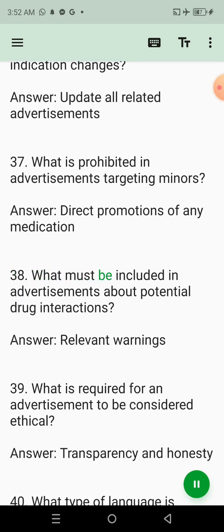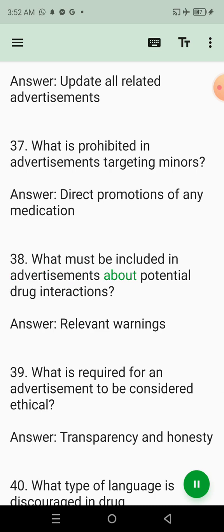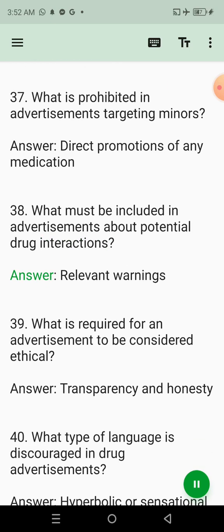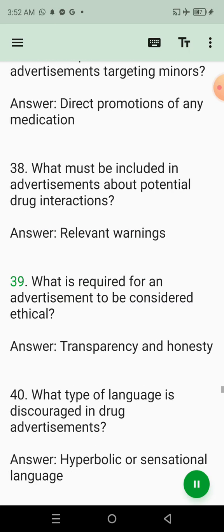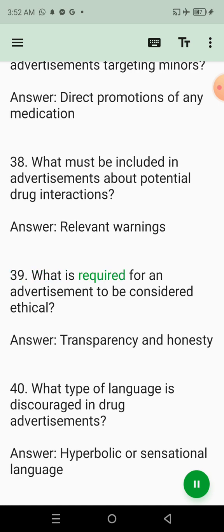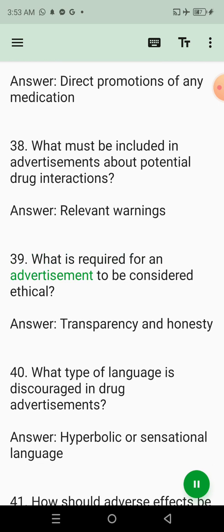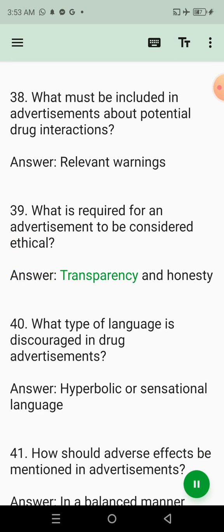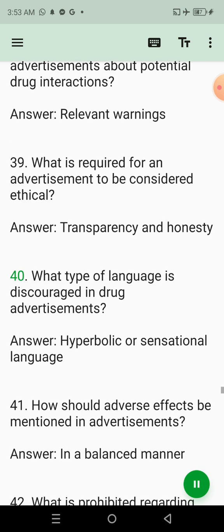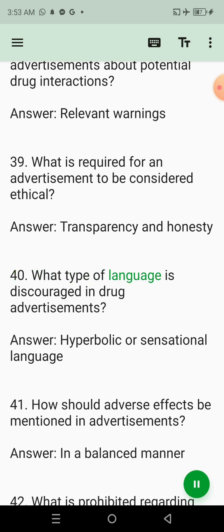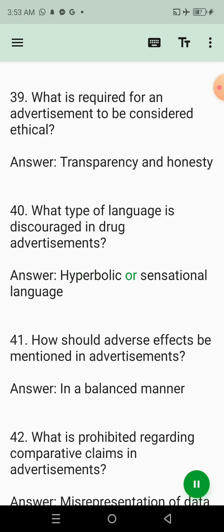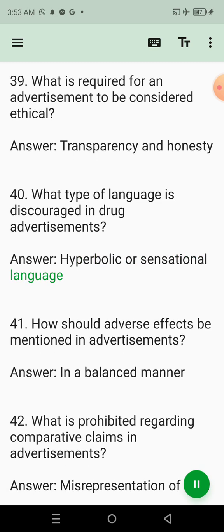38. What must be included in advertisements about potential drug interactions? Answer. Relevant warnings. 39. What is required for an advertisement to be considered ethical? Answer. Transparency and honesty. 40. What type of language is discouraged in drug advertisements? Answer. Hyperbolic or sensational language.